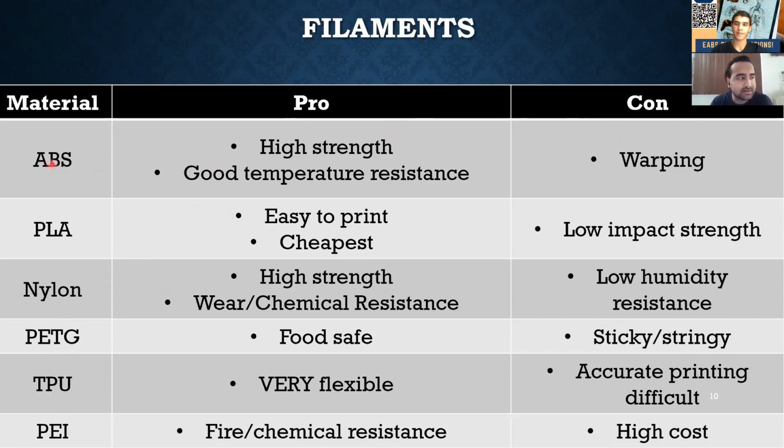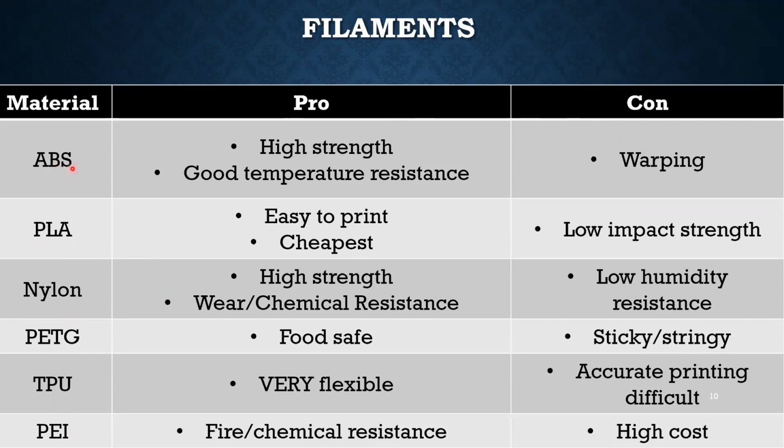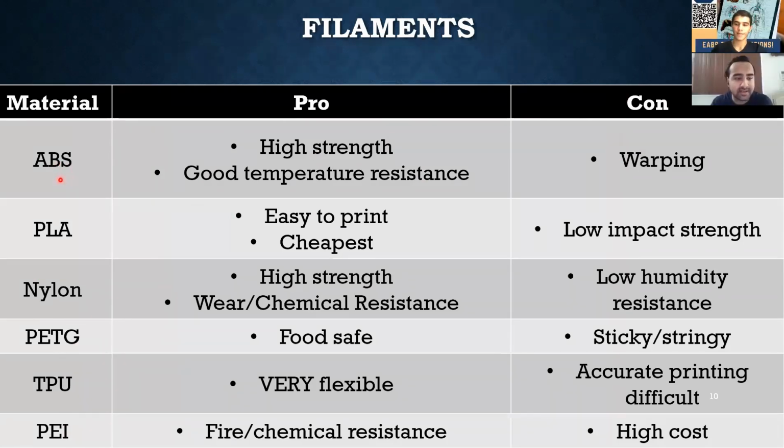So chances are, if you look around your room and you find anything that is made of plastic, I'm almost guaranteed that it's going to be made from ABS, because it's a high strength material that has good temperature resistance. And the only con really that I can think of when you're trying to do printing with ABS is that it has a very high melting temperature compared to other materials. So it's often prone to warping.